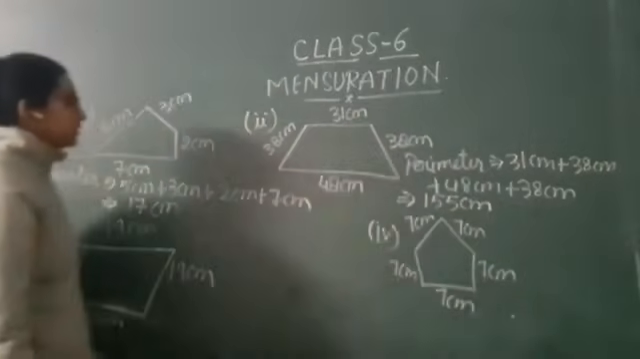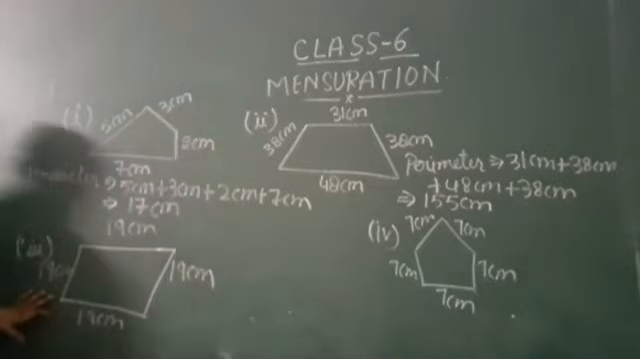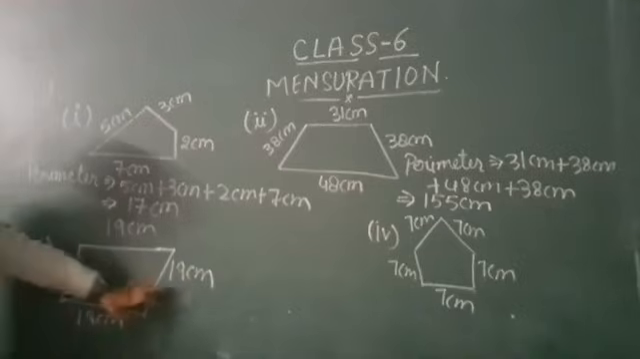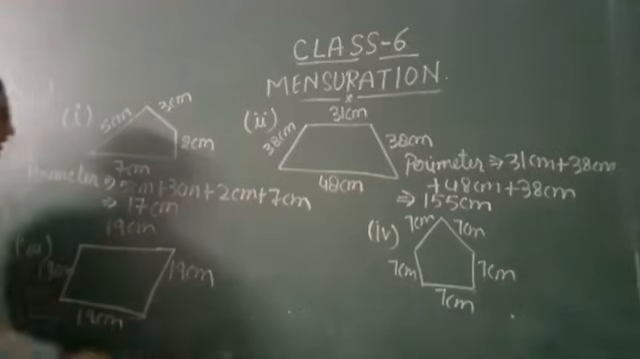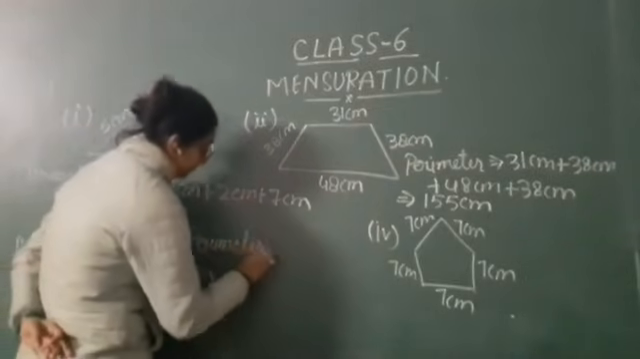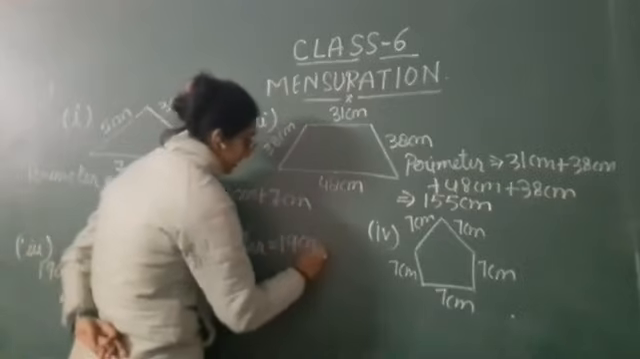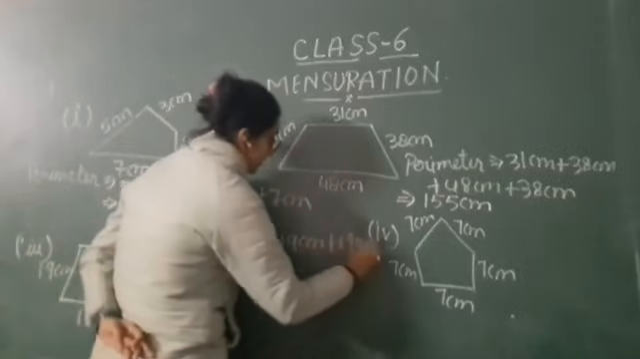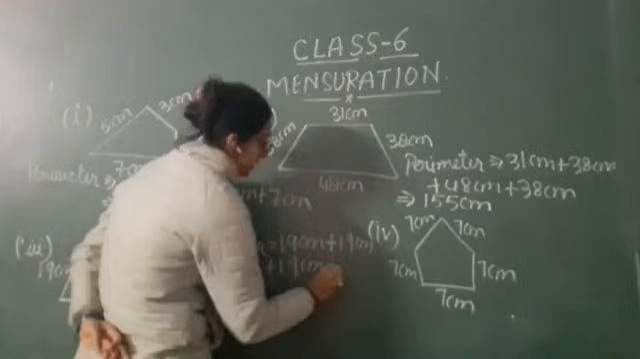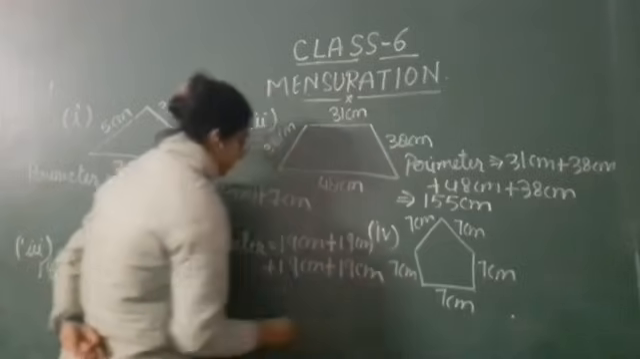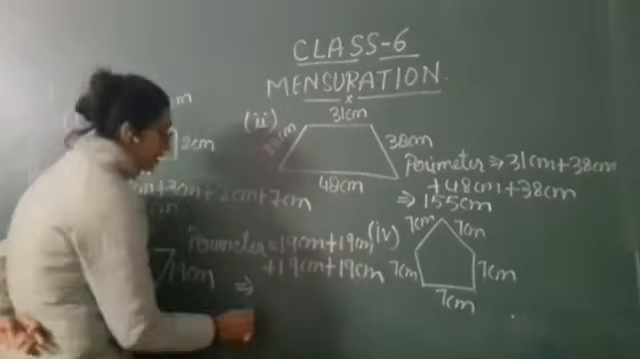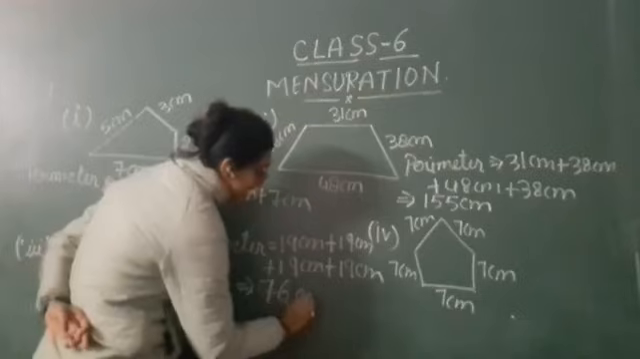Now the third part. In this, I think all the sides are equal. Lengths are given equal, so we can find the perimeter. Perimeter is equal to 19 centimeter plus 19 centimeter plus 19 centimeter plus 19 centimeter, which will be equal to 76 centimeter.